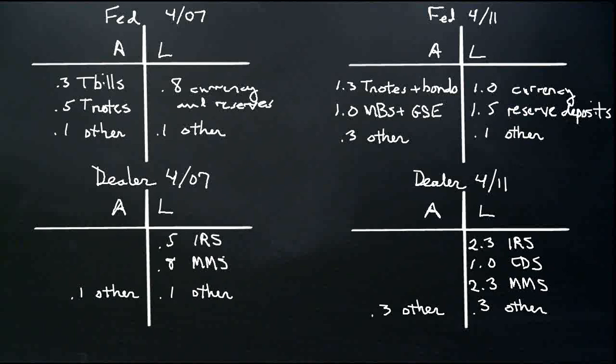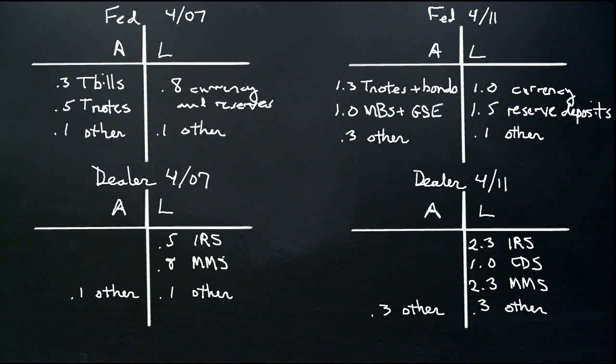I'm showing here the dramatic change in the Fed's balance sheet between April of '07 and April of 2011, the almost tripling of the size of it, but also change in the composition. And I'm showing this so that we can talk about this discussion about exit strategy.